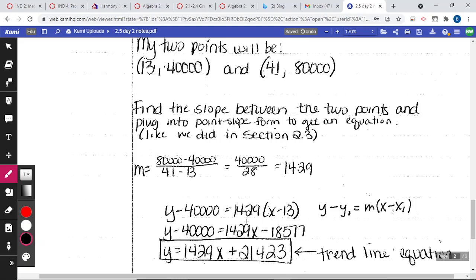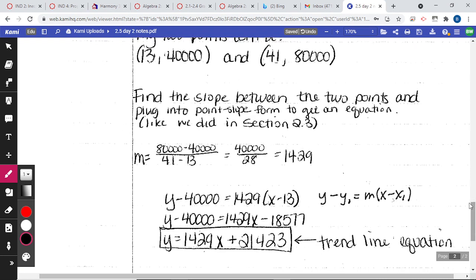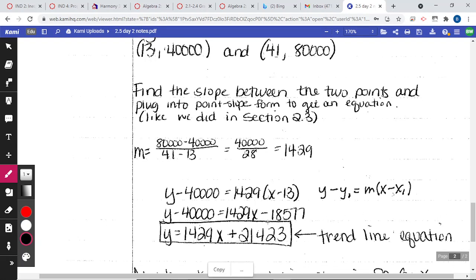Okay, so then the next step is to distribute. So do this with your own data, and don't hesitate to stop the video anytime you need to. You distribute 1429 times x and 1429 times negative 13 in this case, and then you get this after you distribute. Then the last step, add the 40,000 to both sides to get y by itself. And now you have a trend line right here in the box.